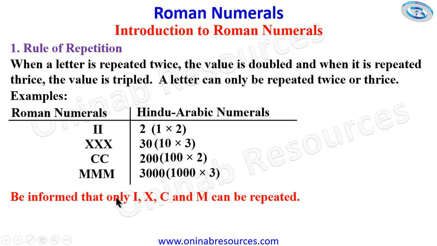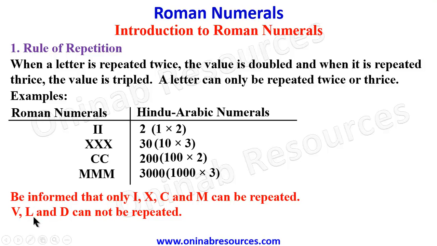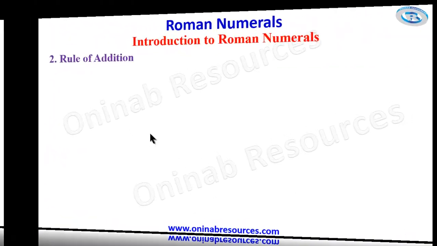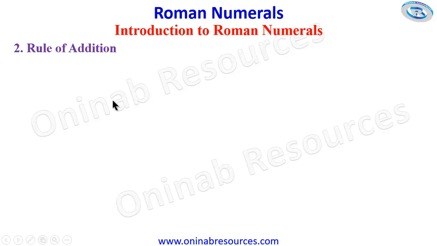Be informed that only I, X, C, and M can be repeated. V, L, and D cannot be repeated. We can't have VV, which is 5 plus 5 to give us 10. No. Or LL, which is 50 plus 50 to give us 100, as well as D. So we go for rule of addition.